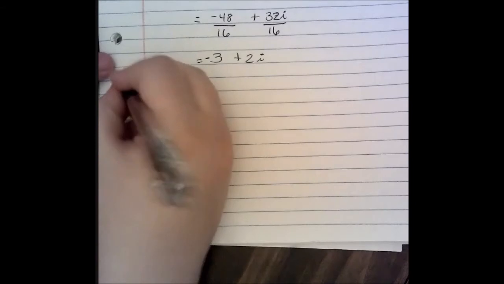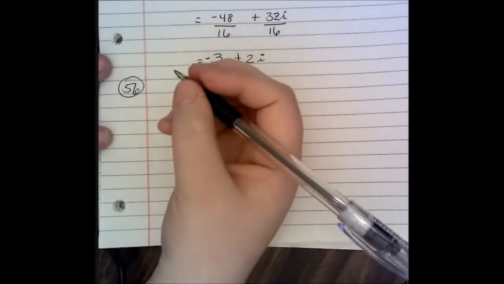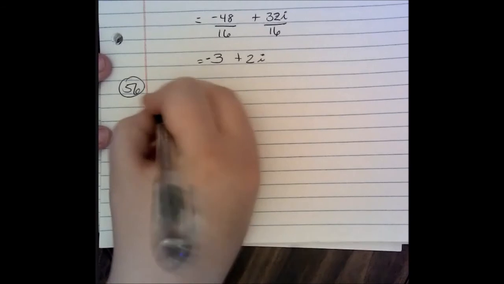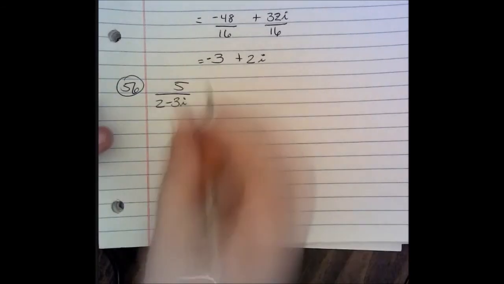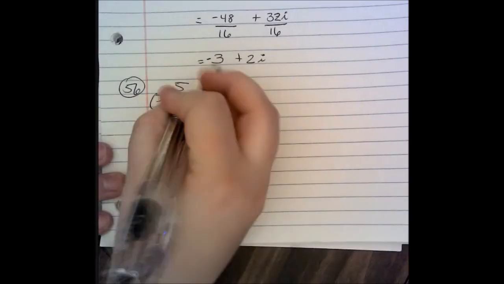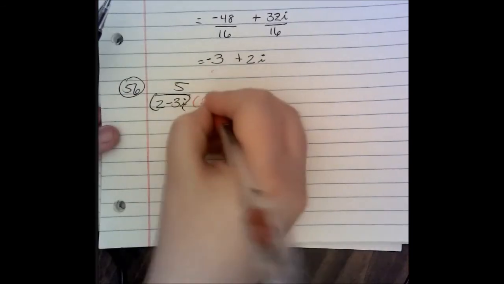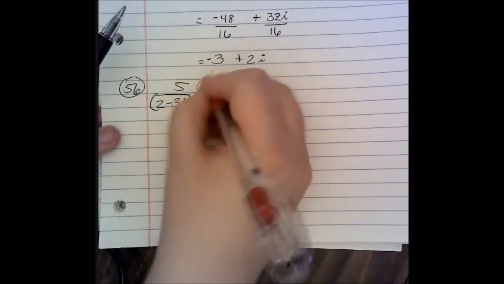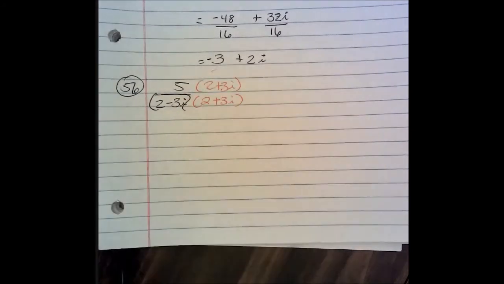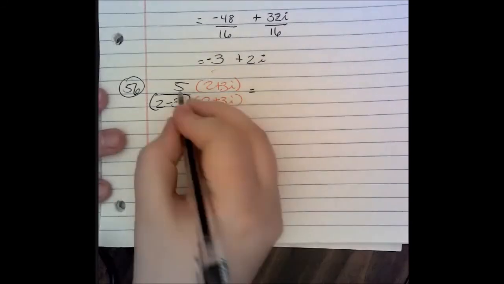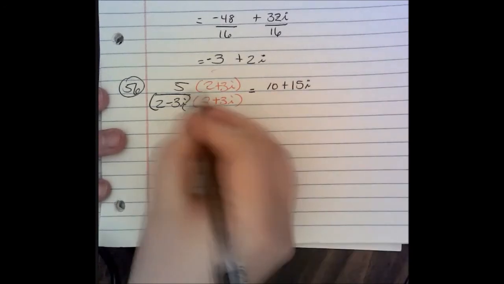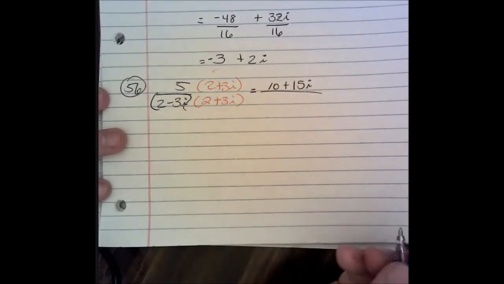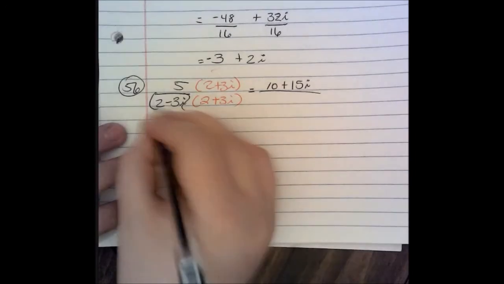Now looking at problem number 56. On number 56, you have 5 over 2 minus 3i. So the conjugate here is a little easier to see, honestly, which would be 2 plus 3i. So when we distribute this 5, that will give us 10 plus 15i over. So let's go ahead and simplify this denominator over here.